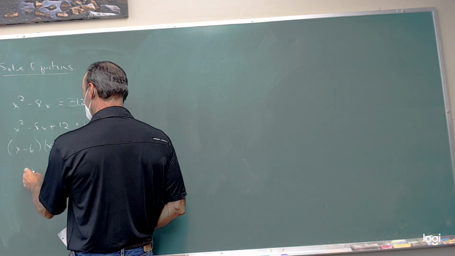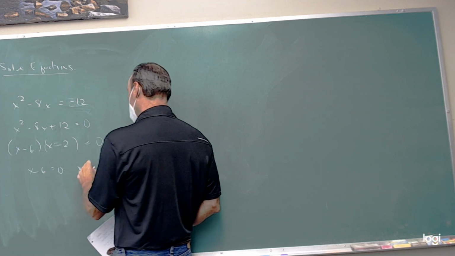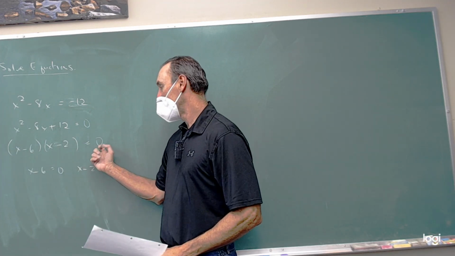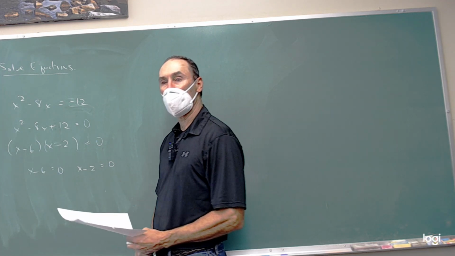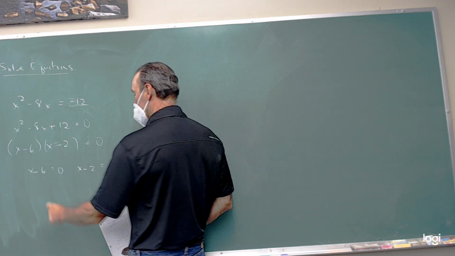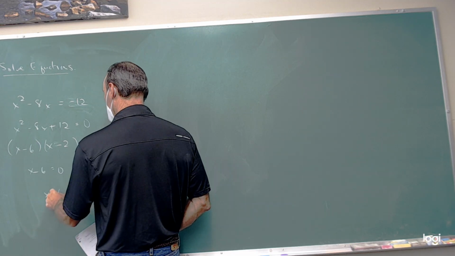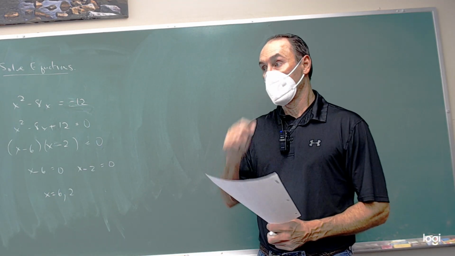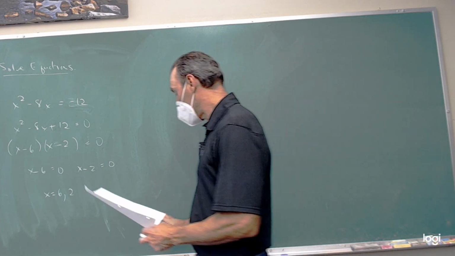So then we set each of these equal to 0. What we have is two things that multiply to be 0. Therefore, one of those must be 0. And so x can be either 6 or 2. So we have two possible solutions. Okay? So, good on that.